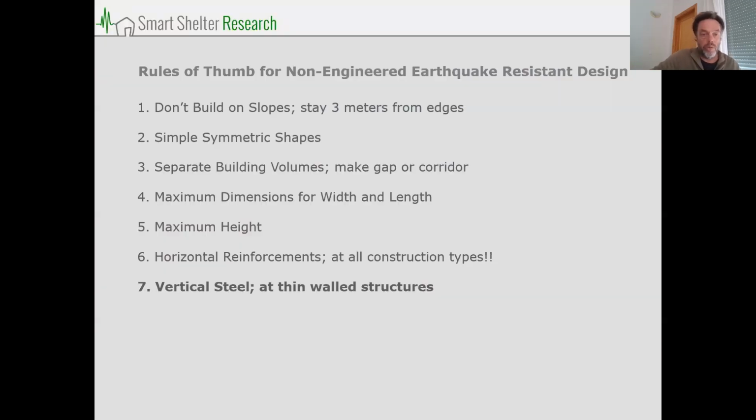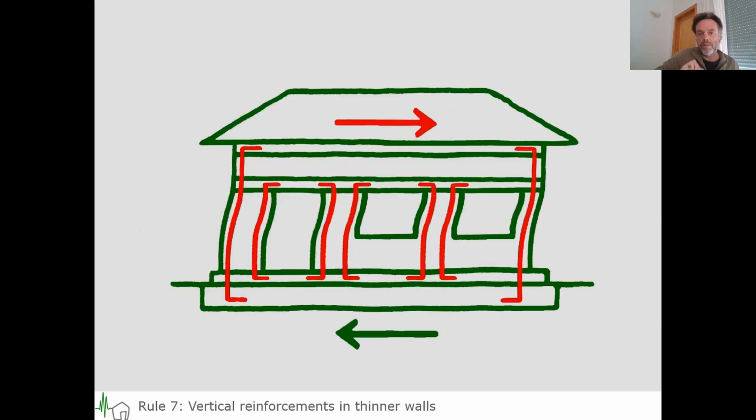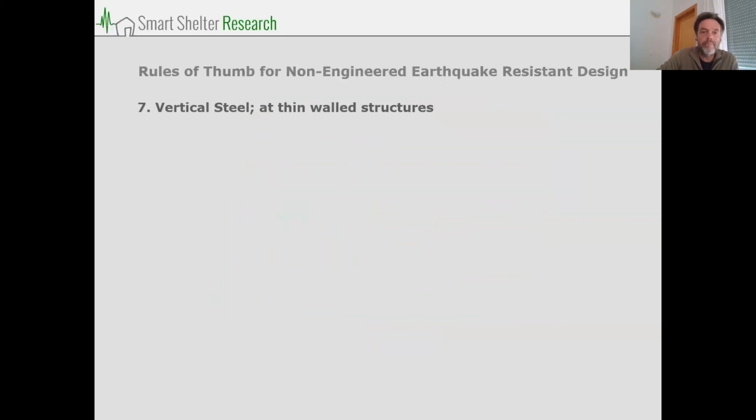Then there's rule number 7, which is about vertical reinforcements. And here, now the controversy will start, which I will explain in far more detail in the second presentation. But what we said is that, yes, at the thinner walls, we definitely put in vertical steel reinforcements. So you create now some sort of a cage-like effect together with the horizontal bands.